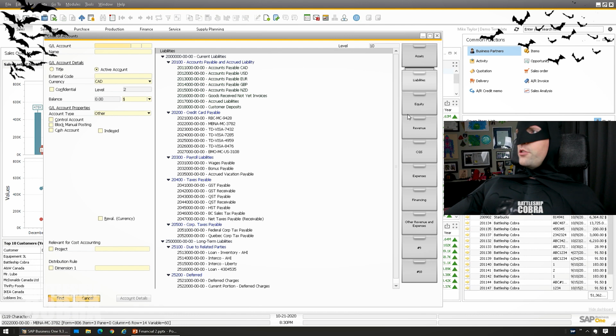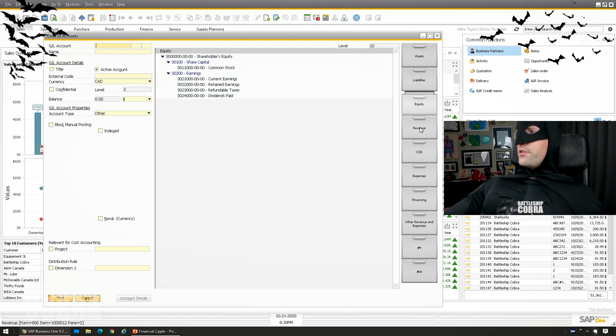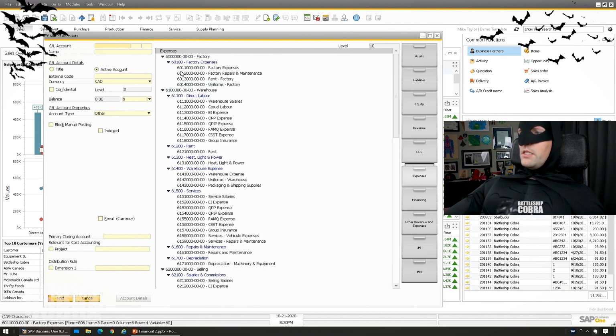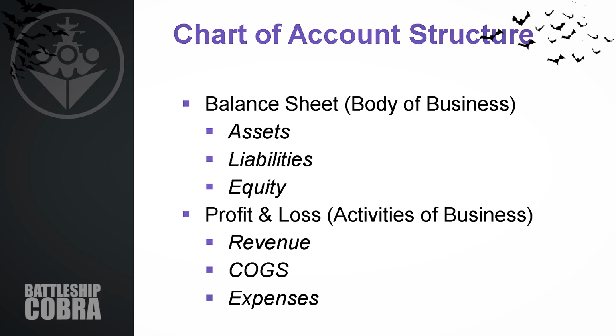2 is liabilities, these are all 2,000. Equity, these are all 3,000. Revenues, 4,000. COGS, 5,000. Expenses, 6,000. So that's how you can see it, and this is very standard. You could do more in these ones, 7 and 8,000, it's up to you, but those general classifications don't change. Those drawers don't change business to business. They're always the same.